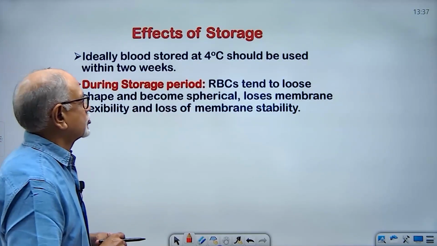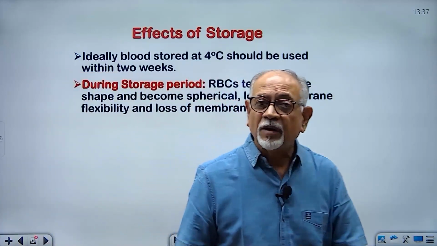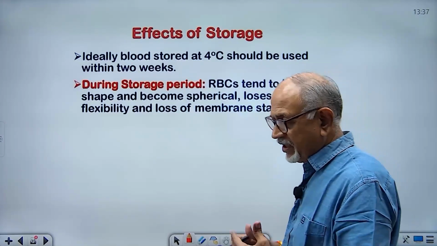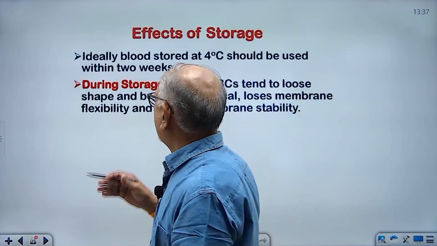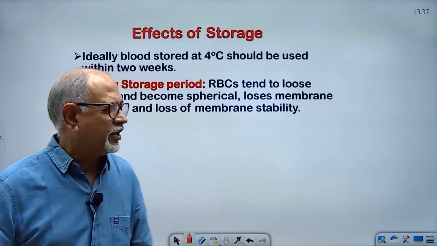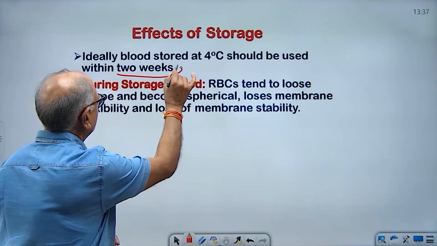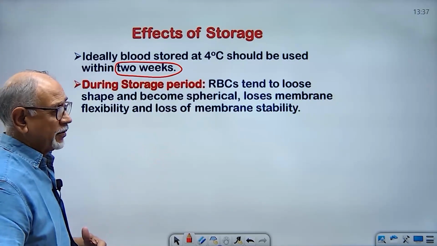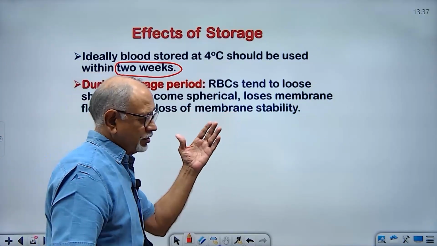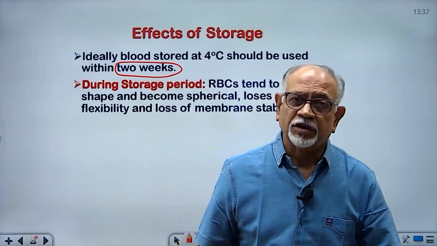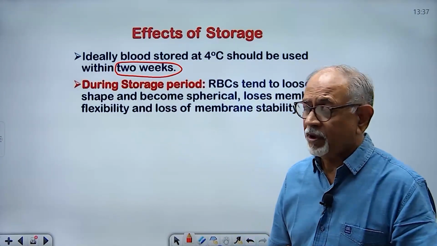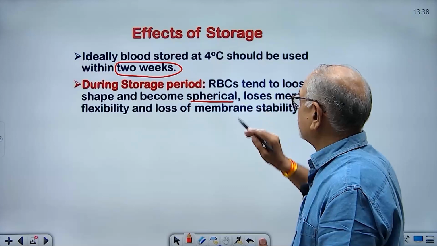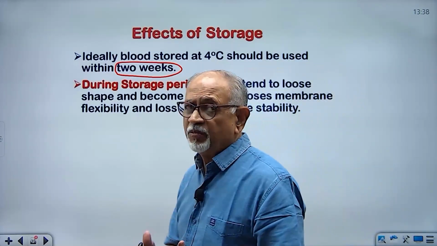Now, effect of storage. The blood sample is stored at 4 degrees centigrade and it can be used within 2 weeks. Preferably, it should be used within 2 weeks. Now, what happens during the storage time? The RBCs tend to lose their shape. They become spherical and lose membrane flexibility.